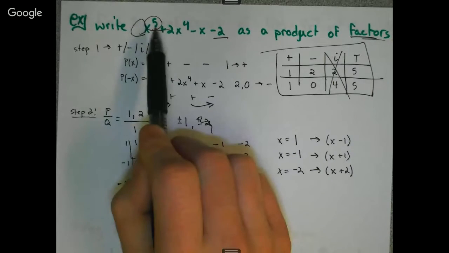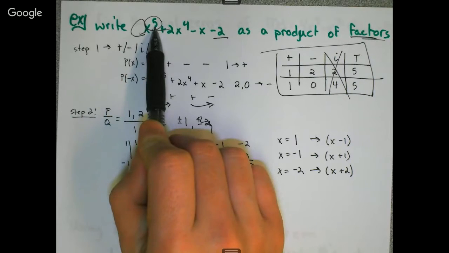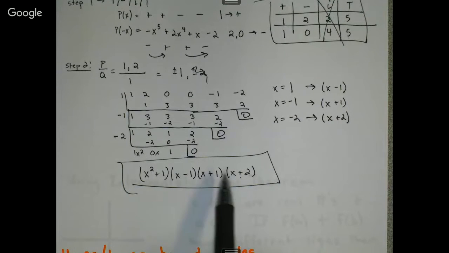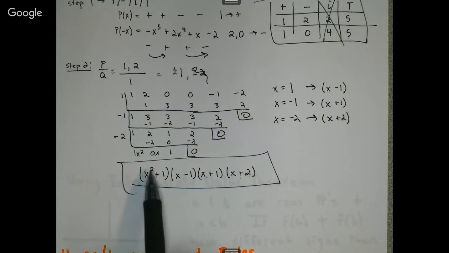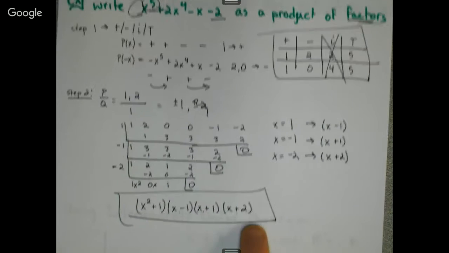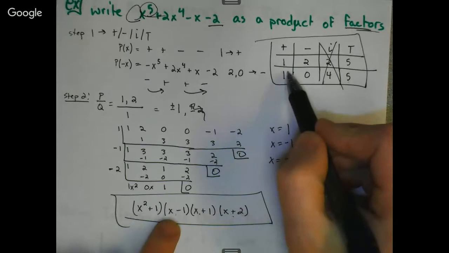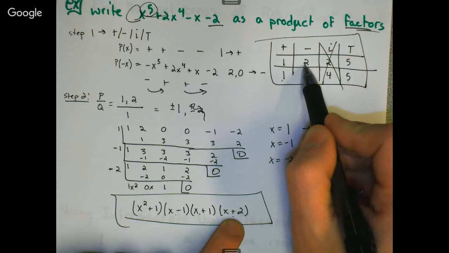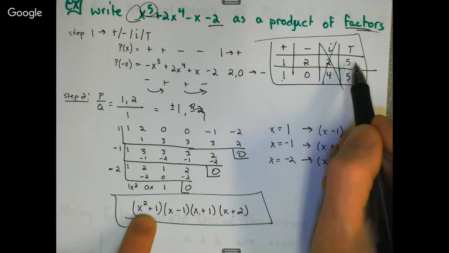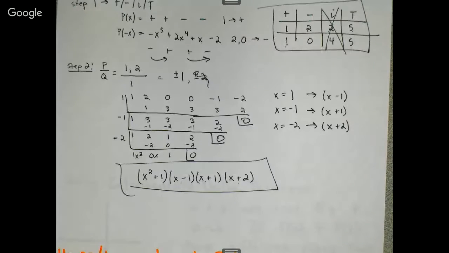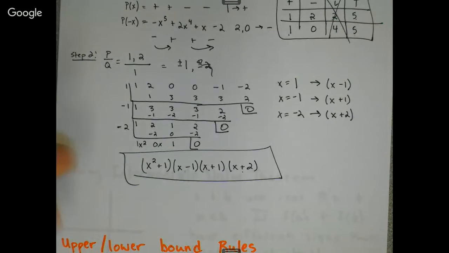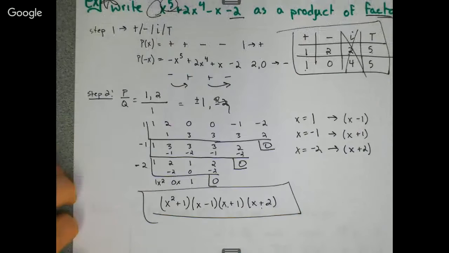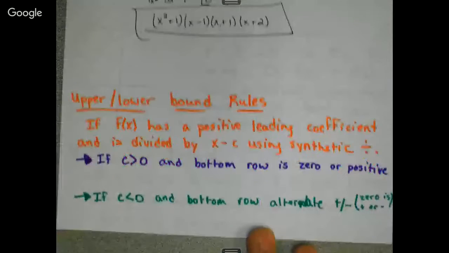So notice, a total of 5 zeros. I had 1, 2, 3, 4, 5 coming from this. So I will have 1 positive, 2 negative, 2 imaginary for a total of 5. Okay. This is a great problem to maybe star. We should have starred that one. Okay, that's a good one right there.